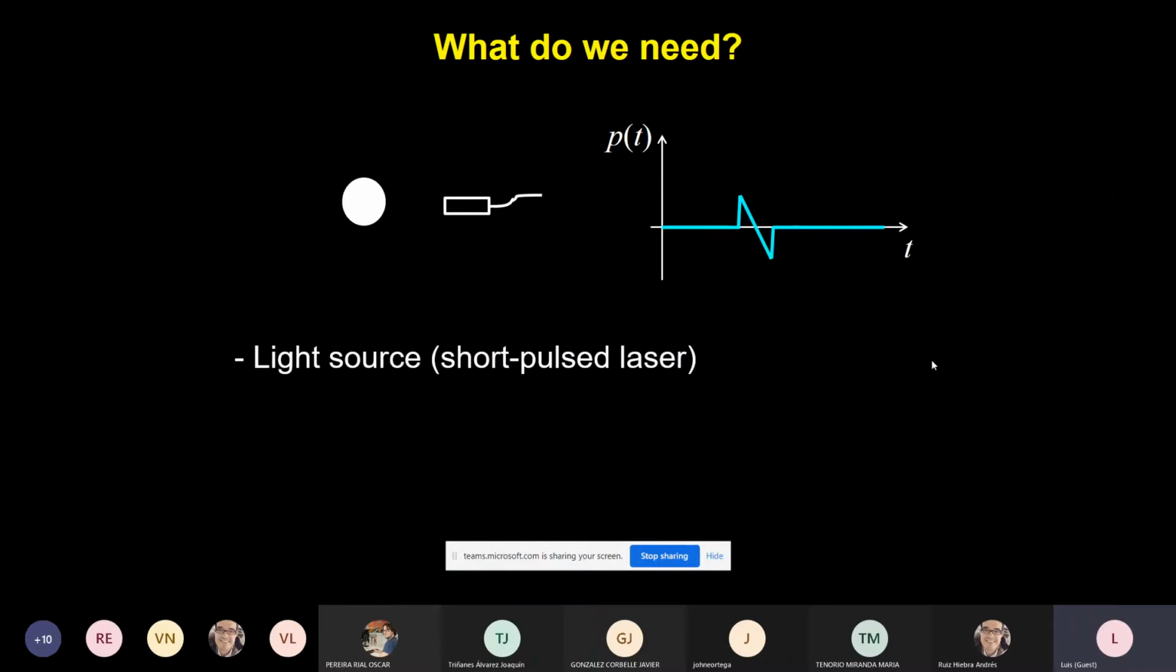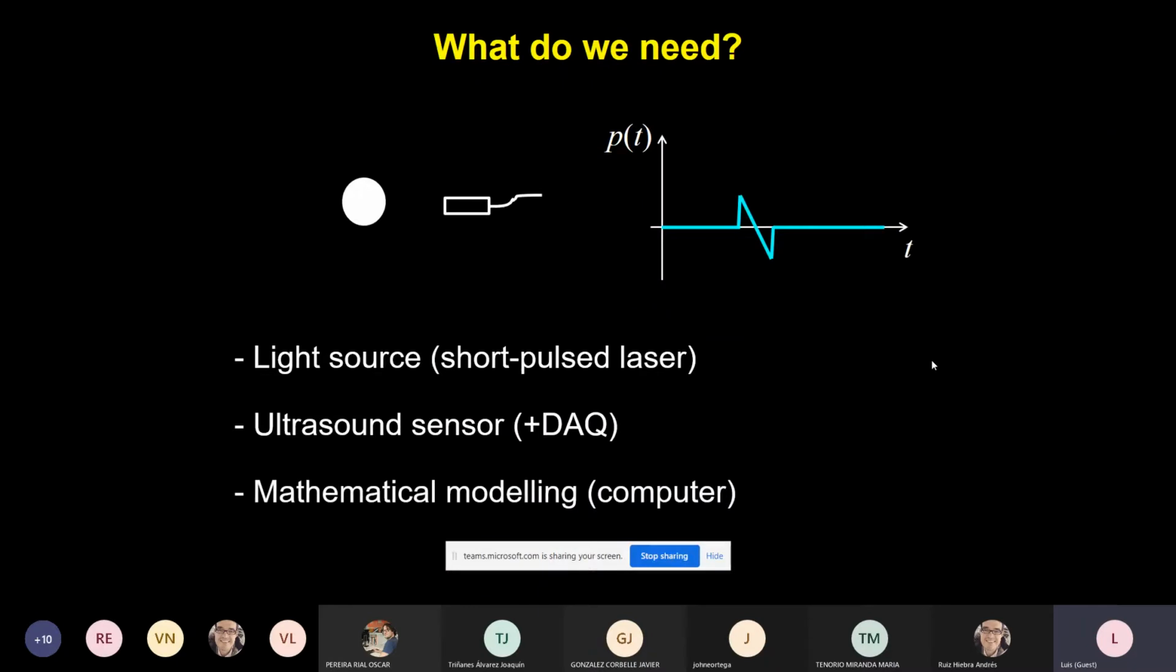So what do we need to build the system? We need a light source. Generally, it's a short pulse laser, but there are also other types of light sources. We need to detect the ultrasound, so we need an ultrasound sensor plus the data acquisition system. And we need, of course, also some mathematical modeling, because we need to reconstruct an image and provide imaging from the raw data, so we need to process it. So we need a hardware component, and the software component is also essential.